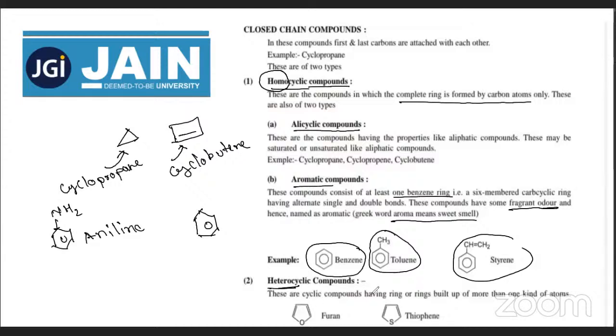It will contain what? These cyclic compounds have rings built up of more than one kind of atom. So you can see here, this is furan. Here it is carbon, carbon, carbon, carbon. But what is present here is oxygen. Here also carbon, carbon, carbon, carbon. What is present here is sulfur. So this is thiophene and furan. So you can see, except carbon, furan has oxygen and thiophene has sulfur.